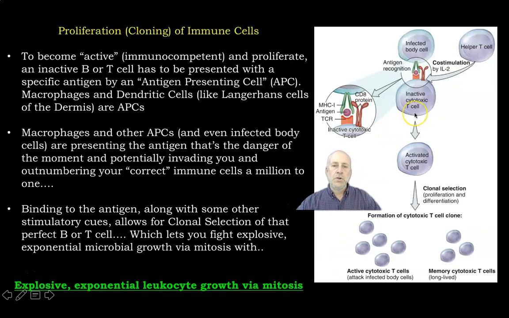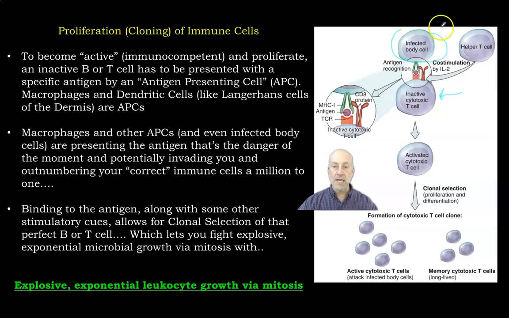But you are inactive as a body cell. So this is an example of an inactive cell. This is cell-mediated immunity here. I could do one for antibody, but don't worry about it. You have an inactive cytotoxic T cell. That means it's sitting around kind of waiting for its cue. It has to be presented an antigen. This inactive cytotoxic T cell works best when this infected body cell presents it with an antigen.